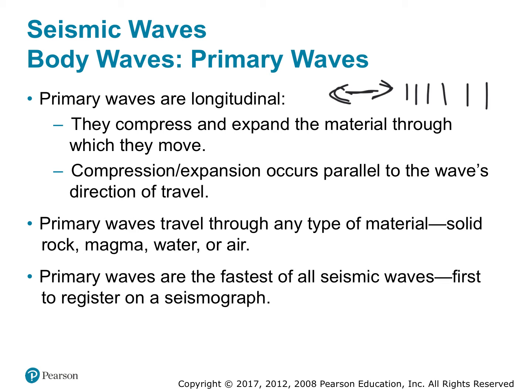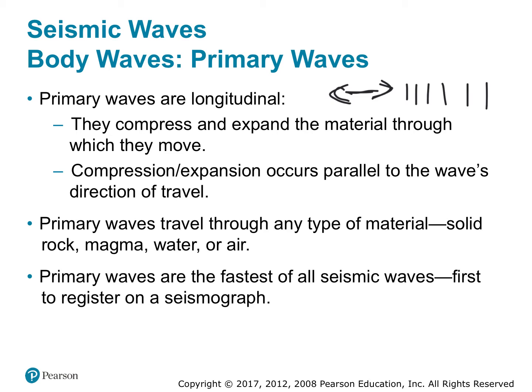So to recap the key points, these primary waves compress and expand the material through which they move, and this compression and expansion occurs parallel to the wave's direction of travel. In other words, the wave travels out in the same way that the thing is vibrating back and forth.